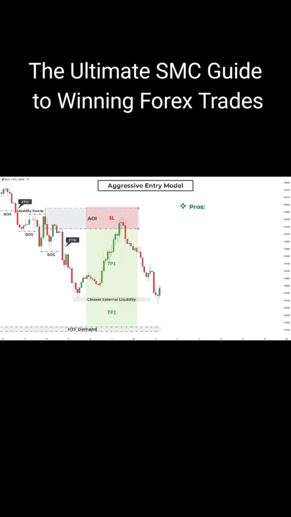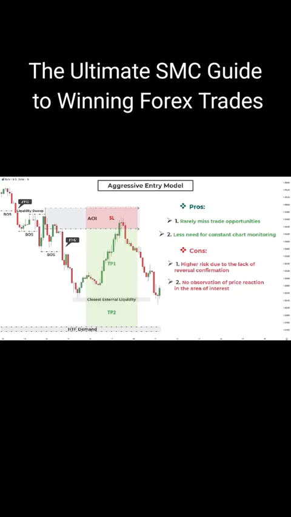Risky entries come with their advantages. You're less likely to miss trading opportunities, and you don't have to constantly monitor the charts. However, there are drawbacks to consider. It provides higher risk, because you've entered into the market without a reversal confirmation, and also, you're not watching the price reaction when it reaches the area of interest.